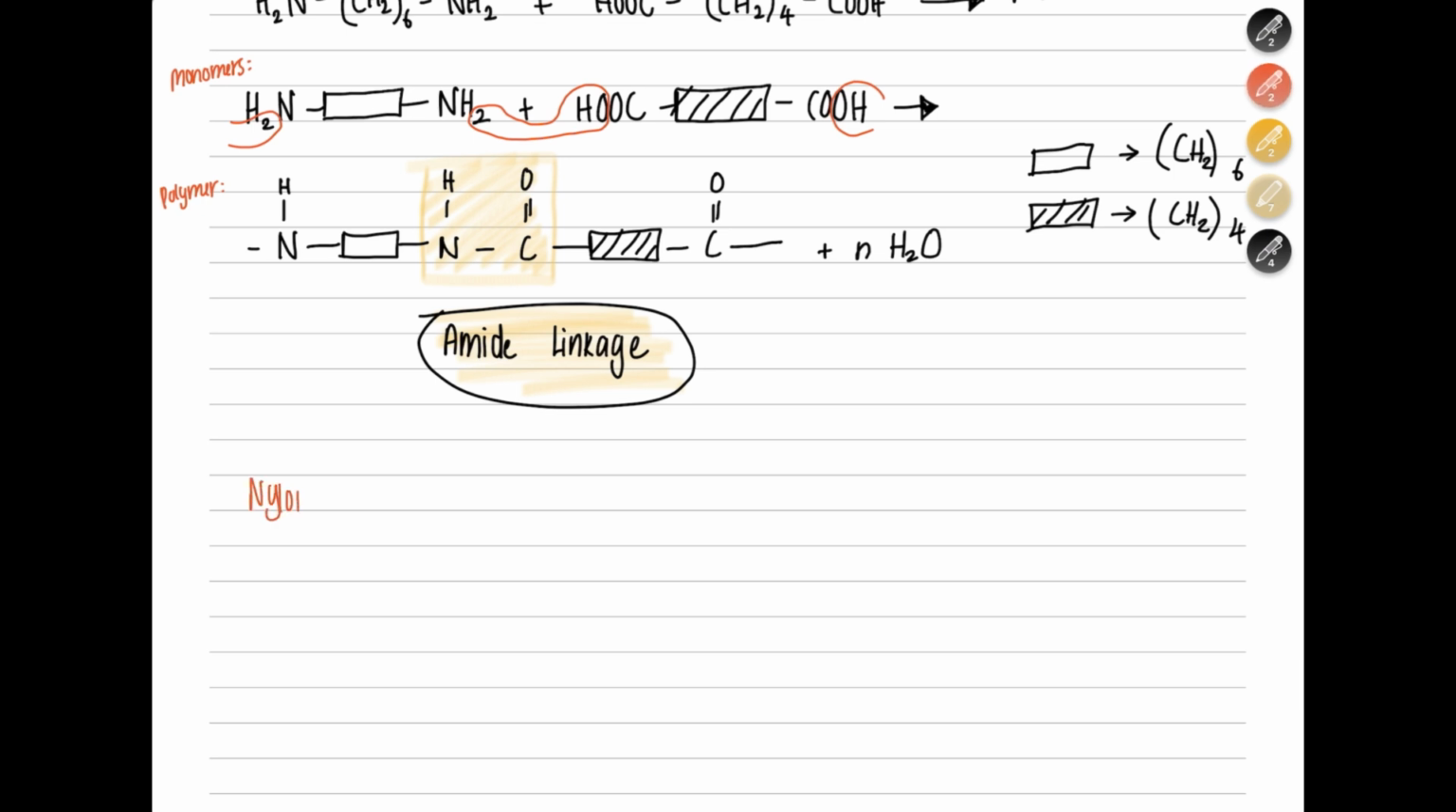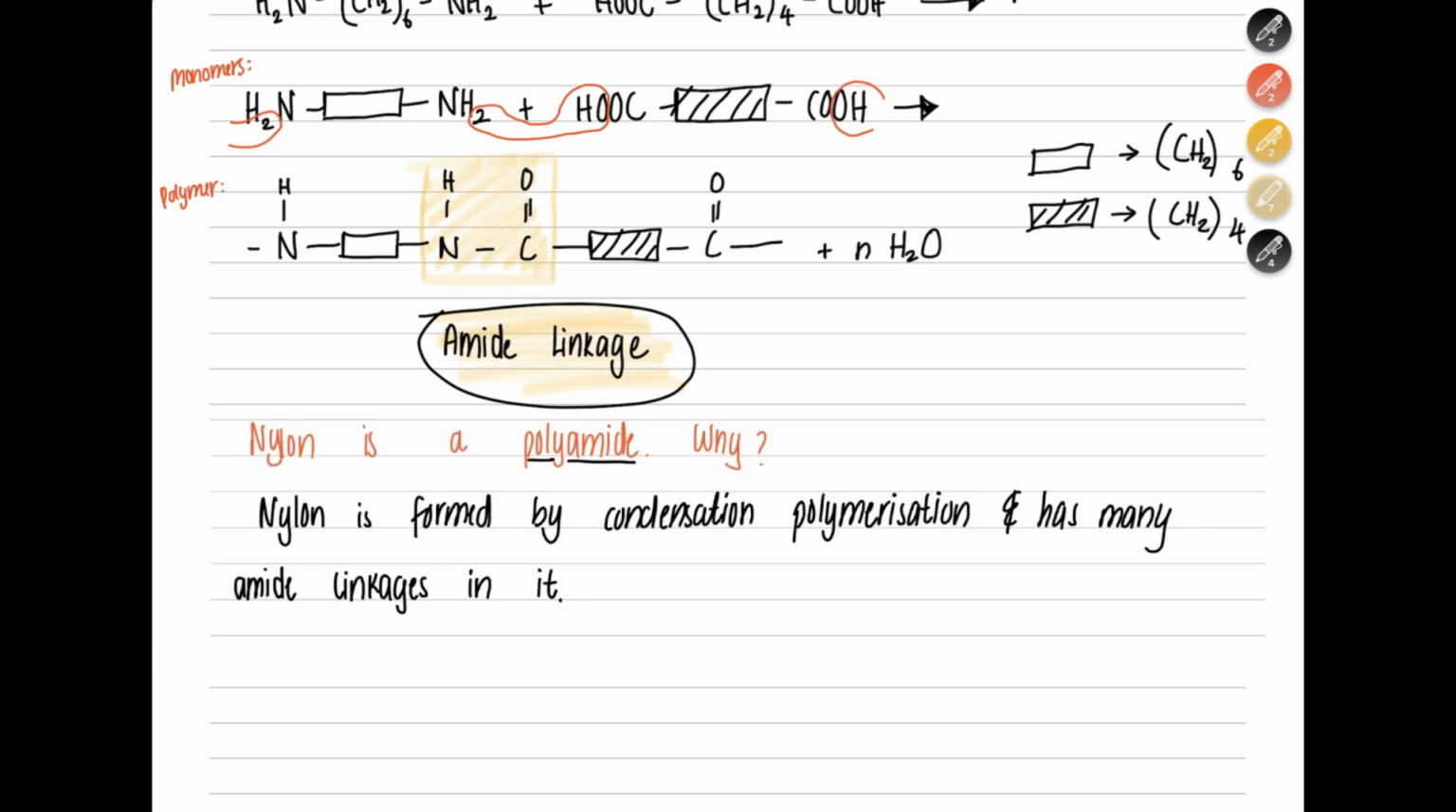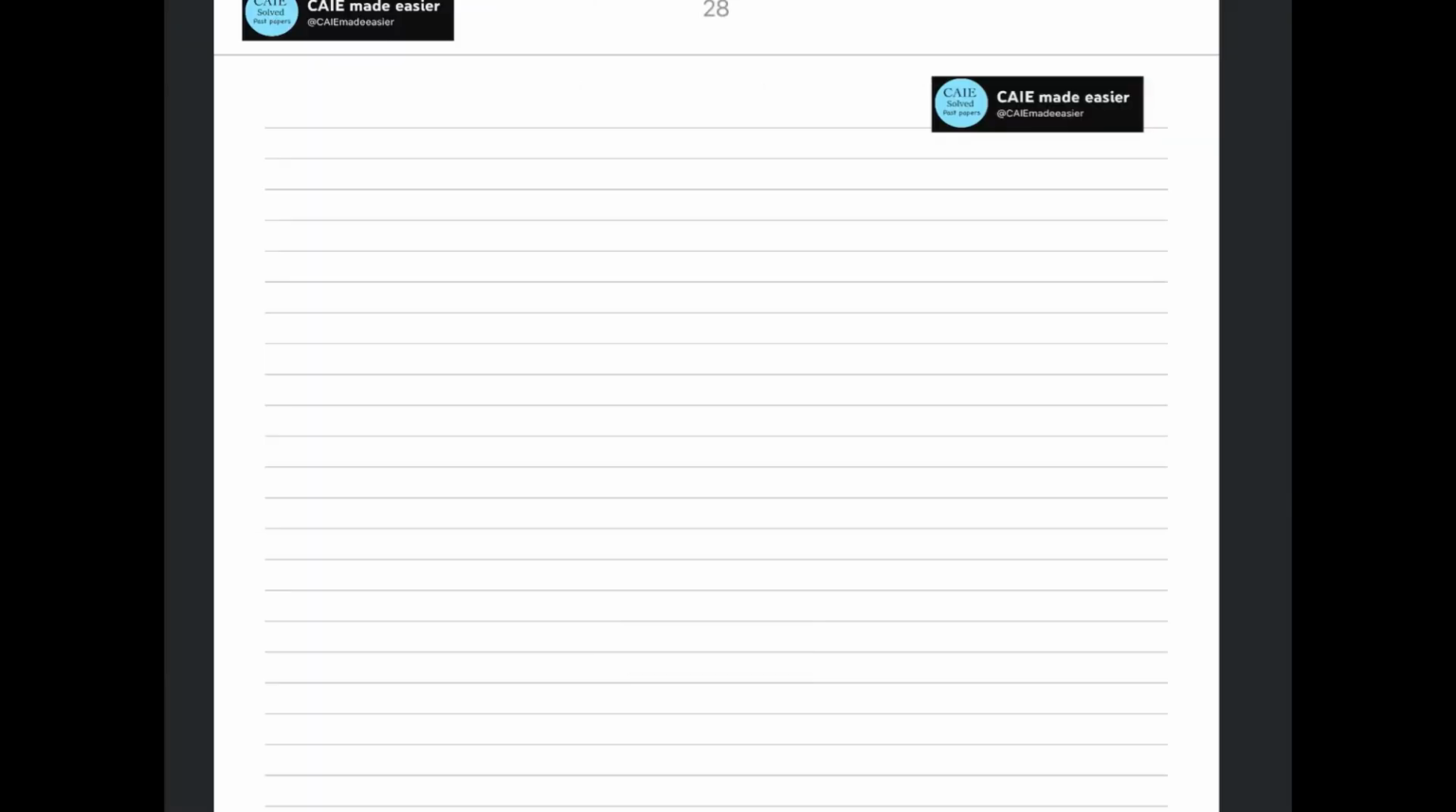Nylon is said to be a polyamide. Why? If you try to think of the answer, I think the answer is kind of said in the question. It says poly and it says amide. It has poly, right? It's made by condensation polymerization, and it has so many amide linkages in it. That's why nylon is known as a polyamide.